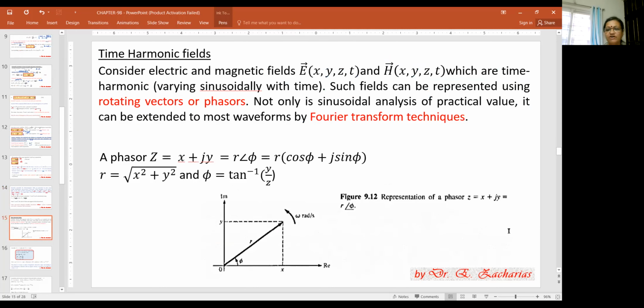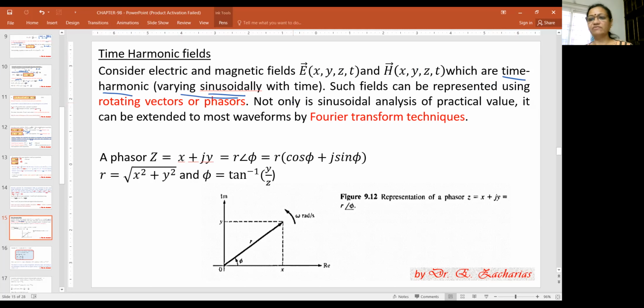Finally, to wind up, I will talk about time harmonic fields. These are not really very difficult. Basically, it's a representation of how you write fields. Normally electric field and magnetic field are written as a function of x, y, z and time. So this is time harmonic representation. What is harmonic? Harmonic is something that is repeating with time. Instead of saying time harmonic, I'll say it is a sinusoidal variation.